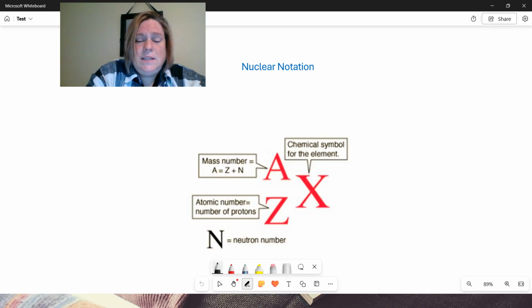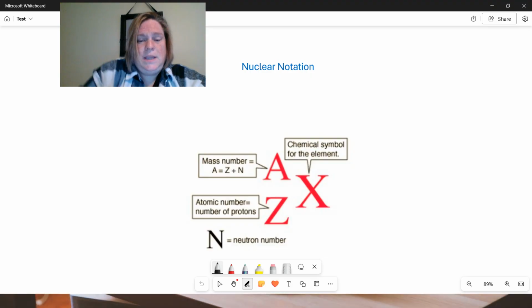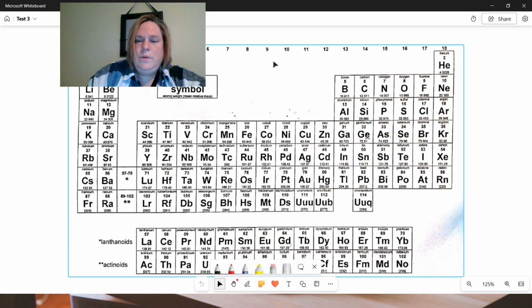And then the Z is a subscripted number called the atomic number, which you can find for that element on the periodic table. Let's go to the periodic table and let me show you where that atomic number can be found. Here we see the periodic table, and carbon is found right here.